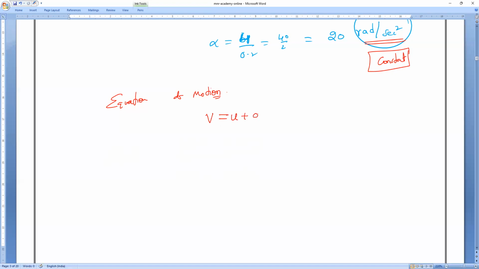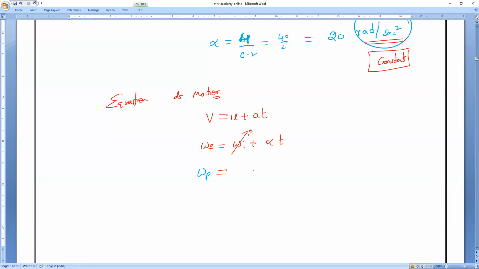So the first equation: v is equal to u plus at. And what does v mean? Here it is the final angular velocity omega equals initial angular velocity plus angular acceleration alpha into time. So what is the initial angular velocity? Everybody? Initial angular velocity is 0.